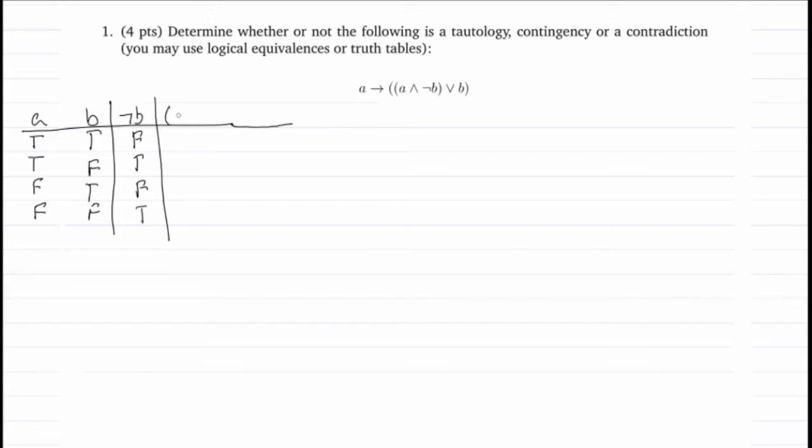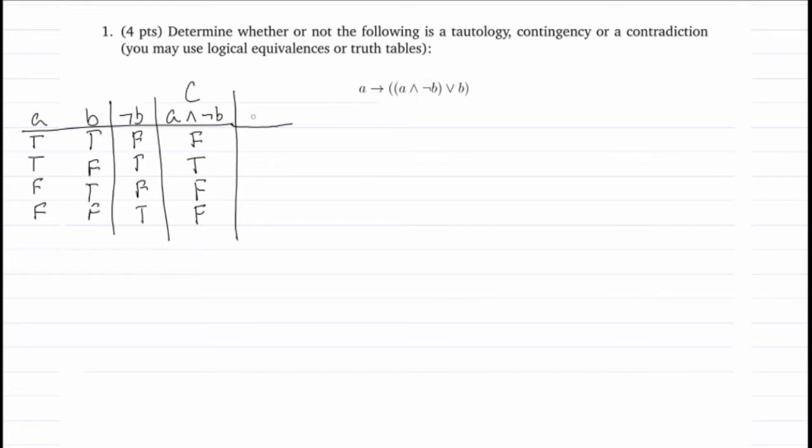So I'm going to first do A and not B. We know that both of them have to be true for A and not B to be true. So first is true and false, so this is false. This is true and true, so it's true. This is false and false, which is false. And this is false and true, so that's false. Cool. So now I have to do A and not B ORed with B.